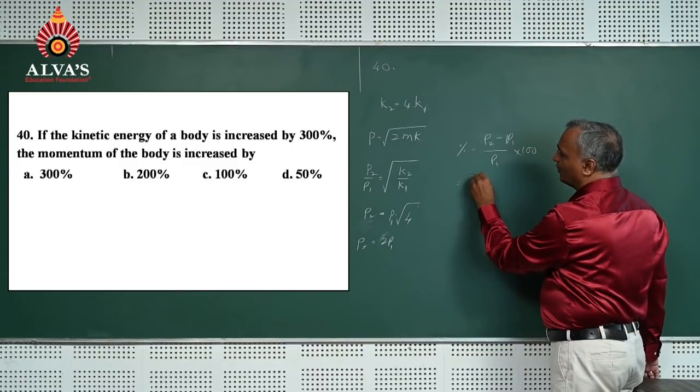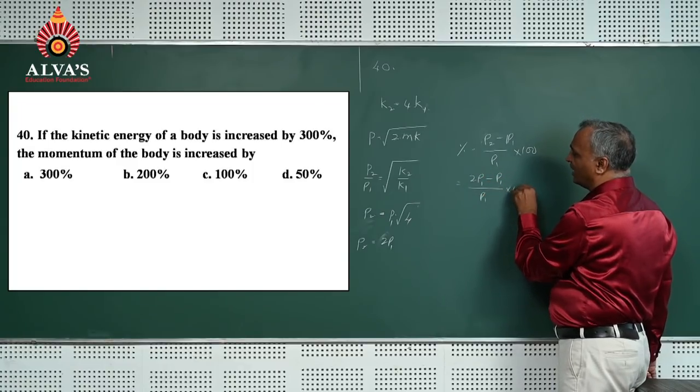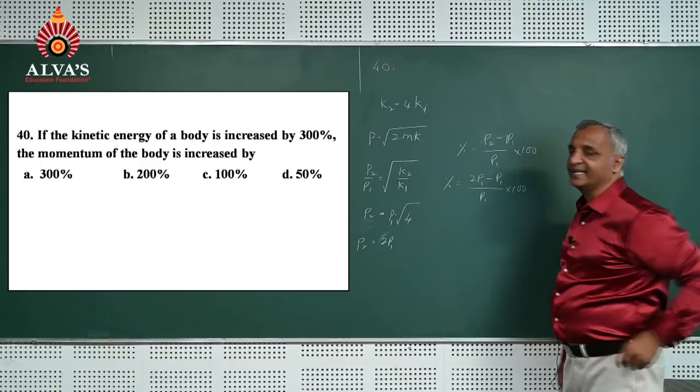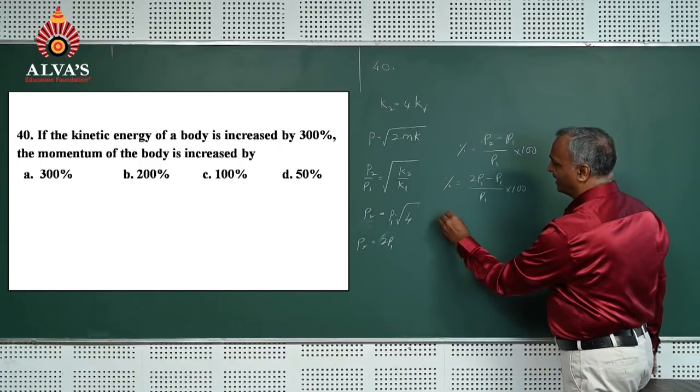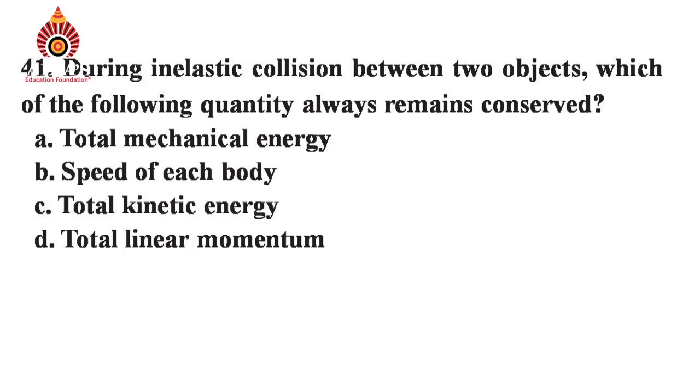P2 is 2P1 minus P1 by P1 into 100 is the percentage change in the momentum. So I am going to get 2 minus 1 by P1 cancels. So percentage change will be 100. So I'll go for option C.